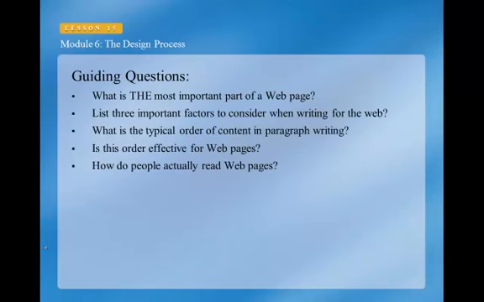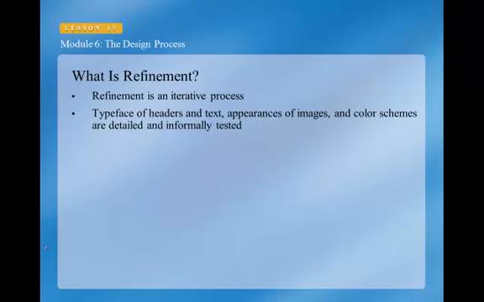Here's what I want you to think about. What is the most important part of a web page? List 3 important factors to consider when writing for the web. What is the typical order of content in paragraph writing? Is the order effective for web pages? And how do people actually read web pages?